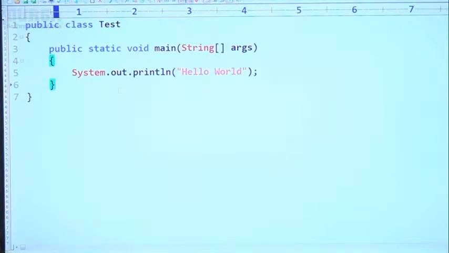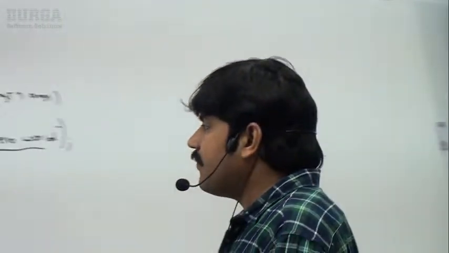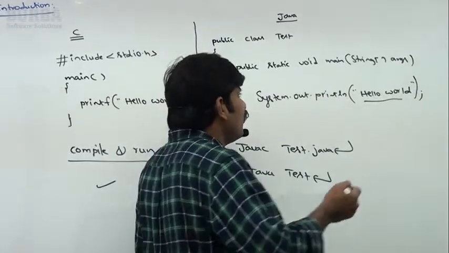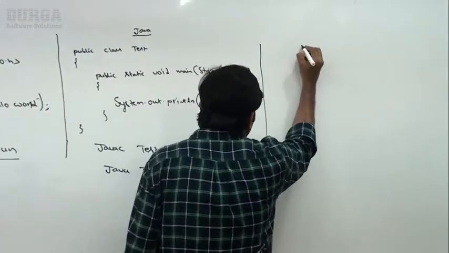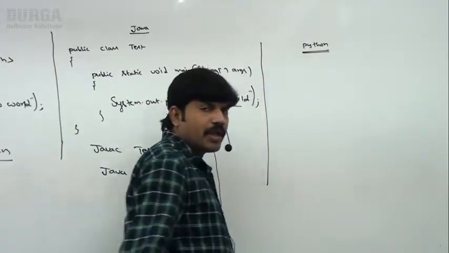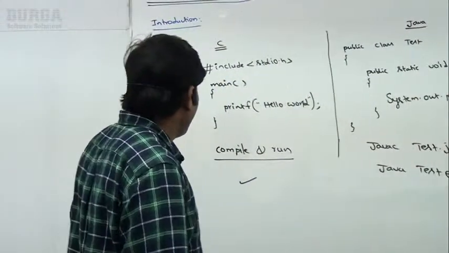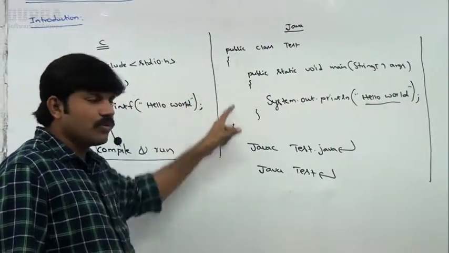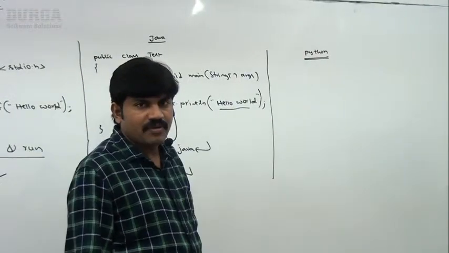How many lines of code do we require to write to do this? Almost around 7 or 8 lines of code we have to write. Well, so now if it is Python, how many lines of code do we have to write? Sir, can you please guess? If it is the C language, almost 4 or 5 lines. If it is Java, almost around 7 lines of code we wrote. Can you please confirm, if it is Python, how many lines of code are required?